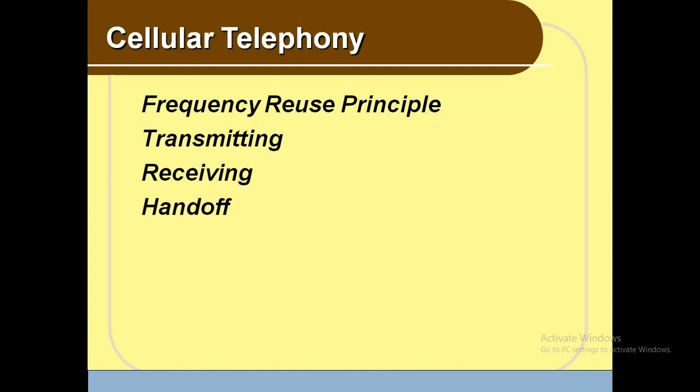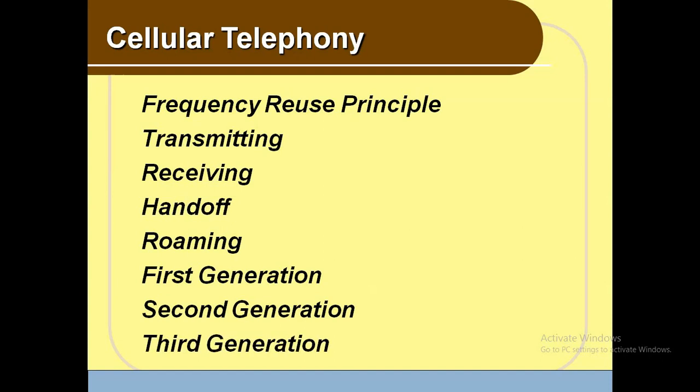Cellular telephony is designed to provide communication between two moving units, that is called mobile station, the MS, or between one mobile unit and one stationary unit, that is called a land unit. The service provided must be able to locate and track a caller, assign a channel to the call, and transfer the channel from base station to base station as the caller moves out of range.